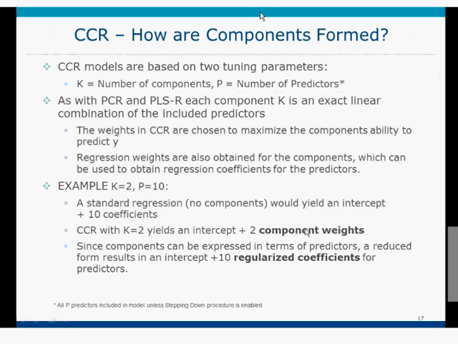And then if we substitute back into the predictors, as I showed you before, we'll get the intercept plus 10 regularized coefficients. So now we get regularized coefficients instead of non-regularized coefficients.